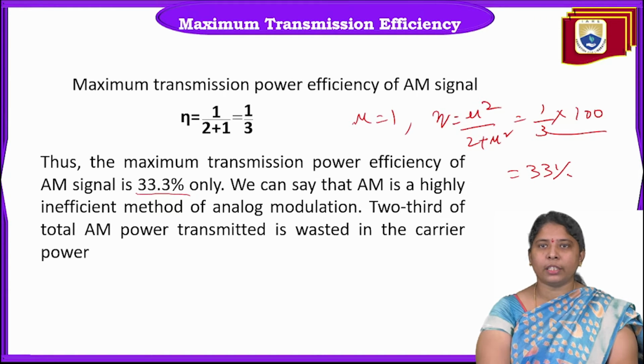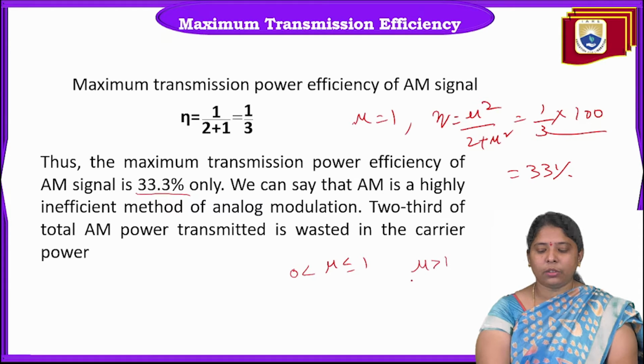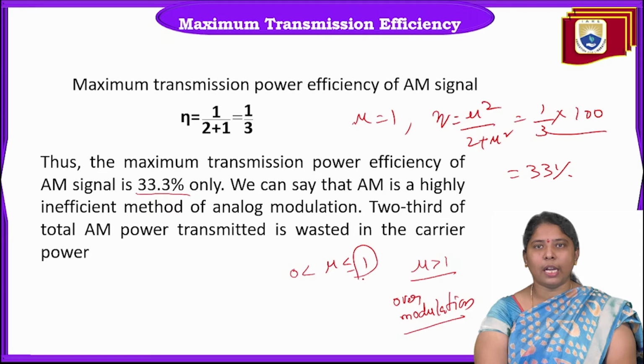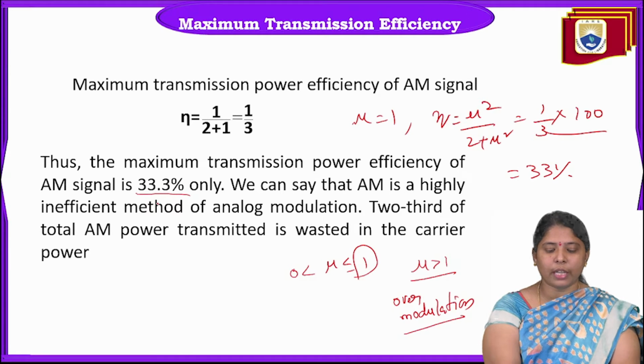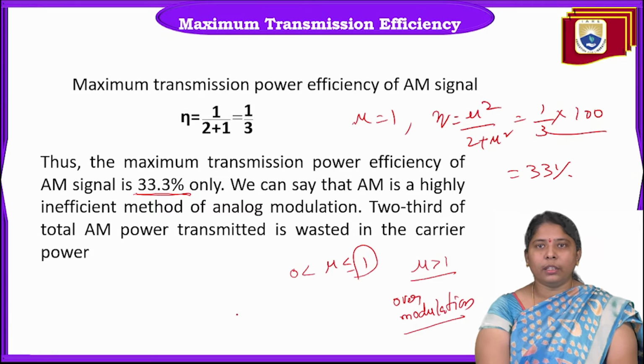So for modulation index 1, we know the maximum value is 0 less than mu less than or equal to 1. Mu greater than 1 is called over modulation. We cannot use over modulation for transmission purposes. So the maximum value of mu is 1. So what is the maximum power efficiency? It is 33% only.